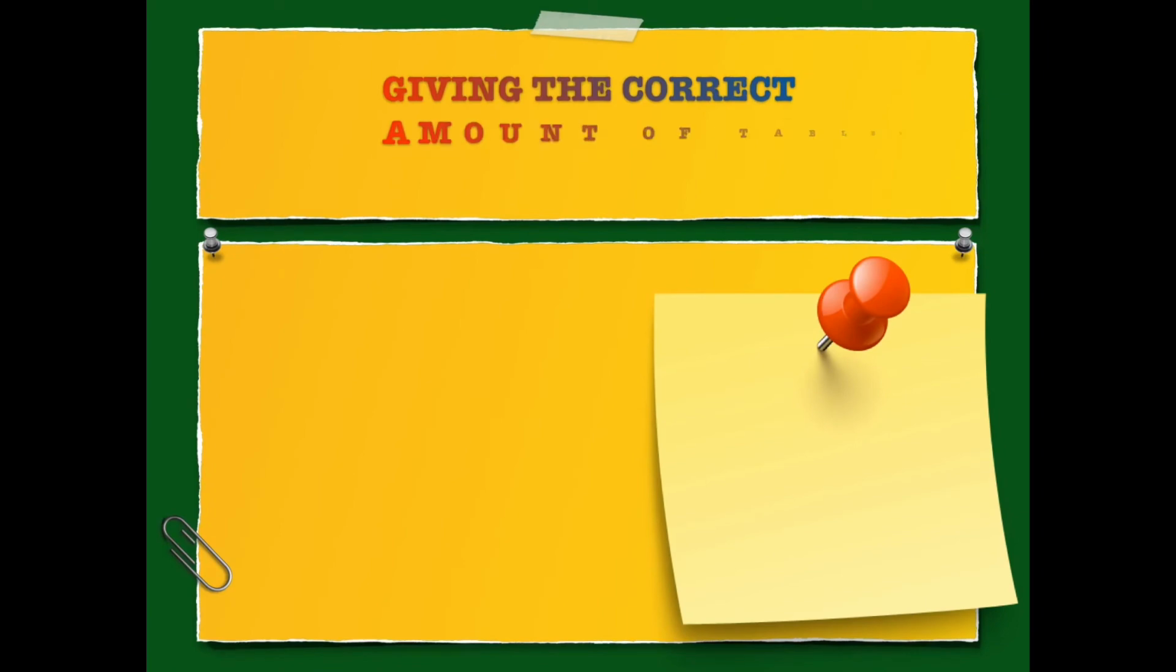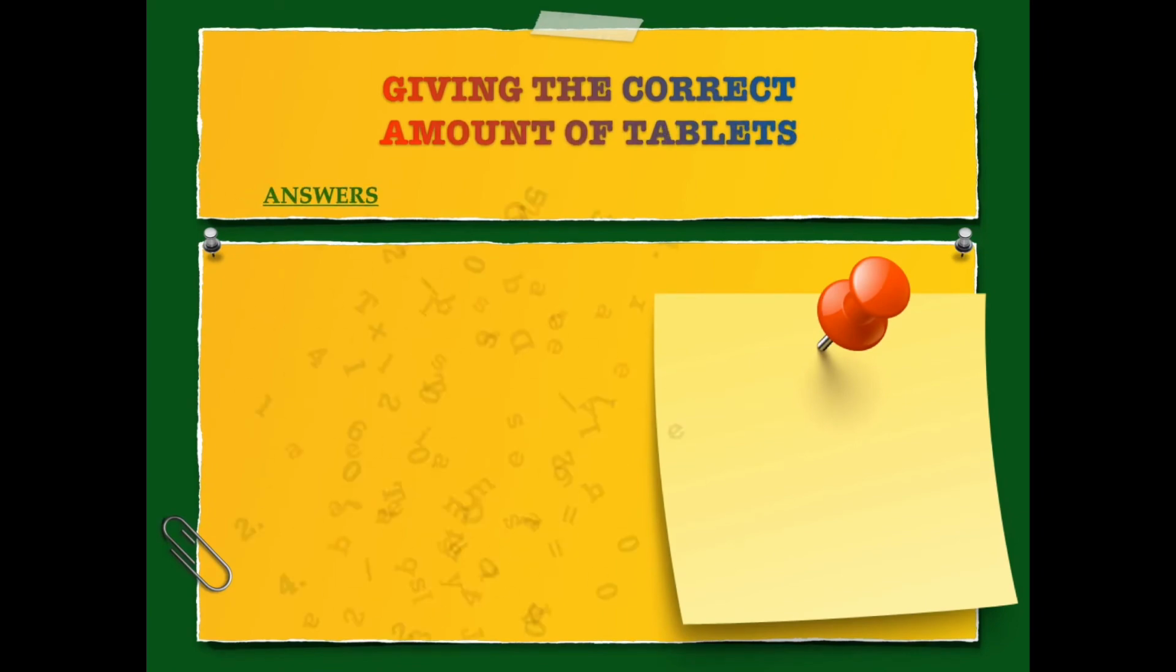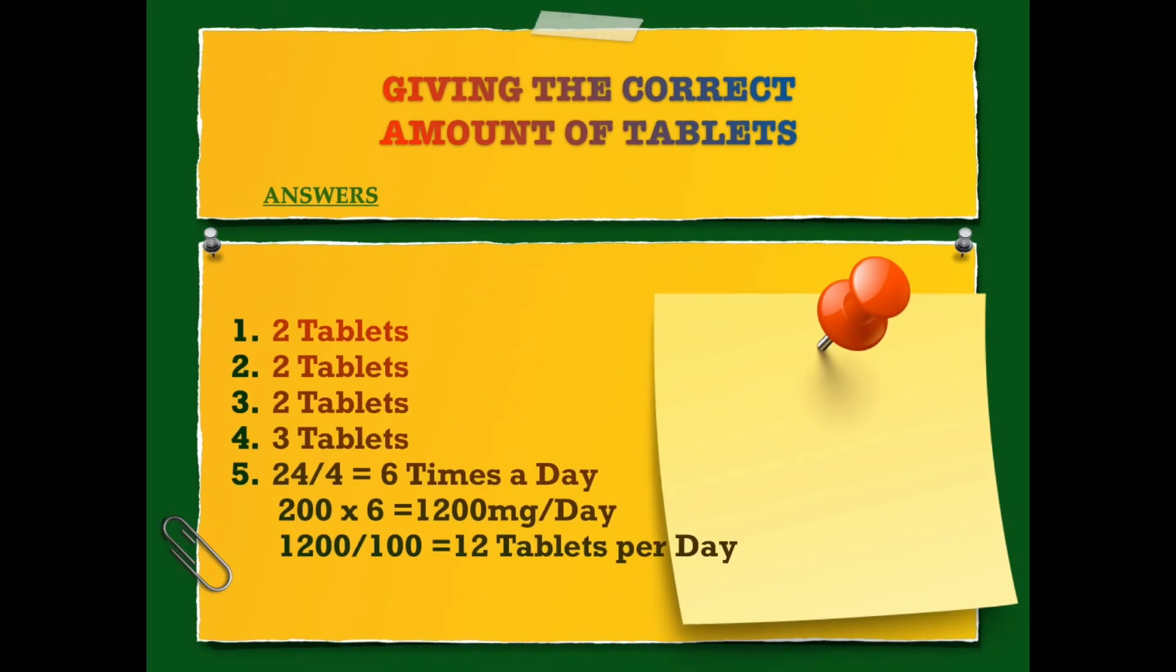So now we can see the answers. Check whether you got all the answers right. So the first question answer is 2 tablets. Second question's answer is 2 tablets. Third question also 2 tablets. Fourth question answer is 3 tablets. And the fifth question answer is 12 tablets.